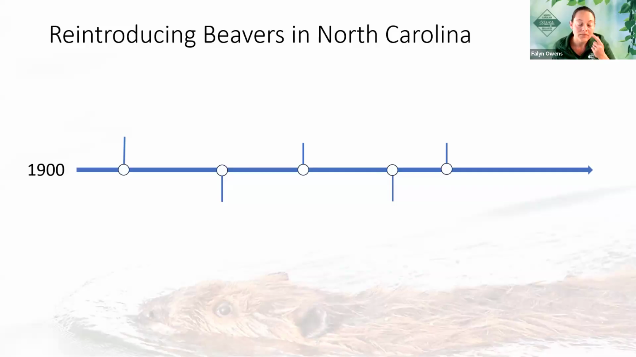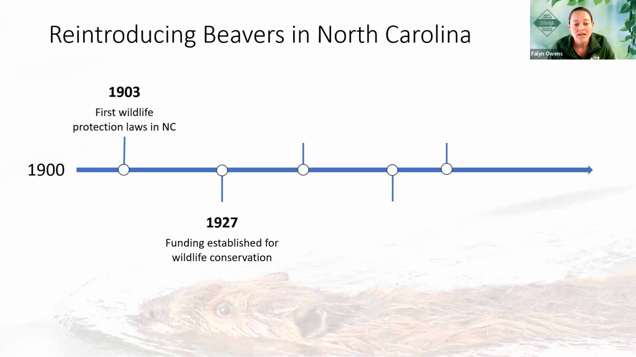So I'll quickly go through a little timeline of what happened in the 1900s related to beavers. Pretty early on, North Carolina got its very first wildlife protection law. Basically, it started out with saying you have to have a license to harvest wildlife, and we're going to make seasons when you can and cannot harvest these animals so that they can reproduce and replenish their numbers in between these harvests. Then in 1927, North Carolina secured funding for wildlife conservation. And that meant that we were able to hire biologists and wildlife enforcement officers to learn about our wildlife populations and protect them from poaching.